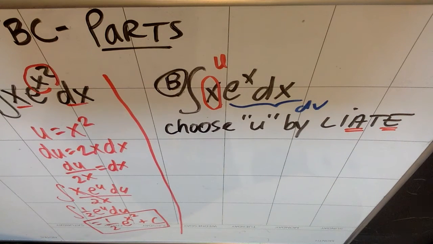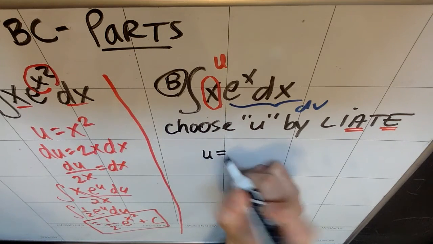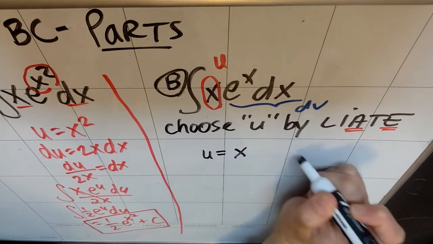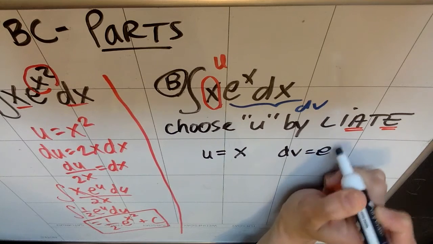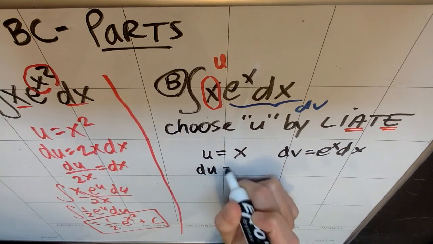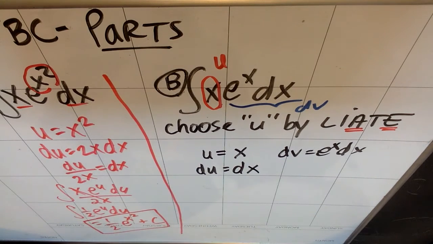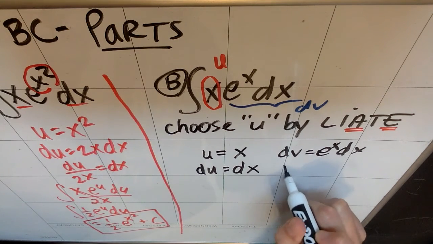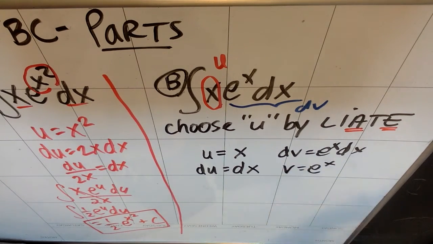So what's going to happen when I do parts is I'm going to set up a nice little grid where I write that u is x and dv is e to the x dx. I'm then going to differentiate to find du, because I know that's something I need in my formula, and I'm going to integrate to get v. Now keep in mind I'm not going to write my plus c. We're going to do that when we're all done.